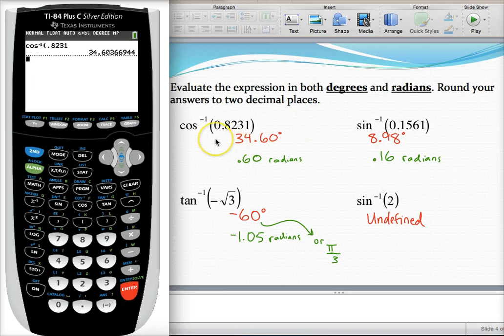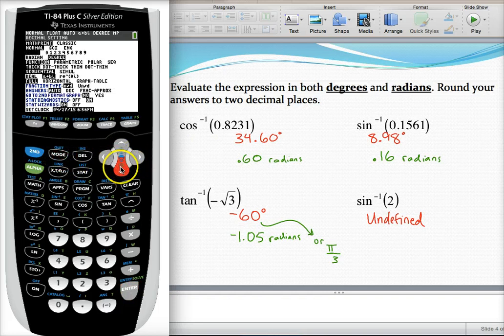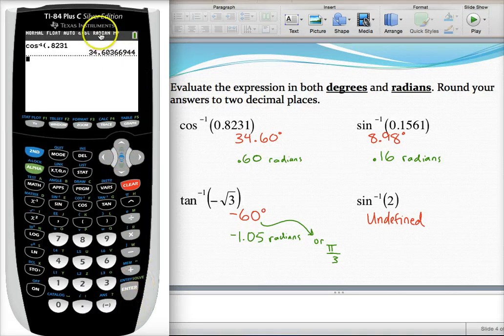Actually, you know what? Let me just show you a quick trick. Rather than do all of these and then switch modes and do them again, if you just switch your mode at this point, so if you go ahead and switch to radian mode, and then clear out of there, all I need to do is hit enter again. It'll rework the same problem, but now my answer is in radians. So about 0.60 radians.